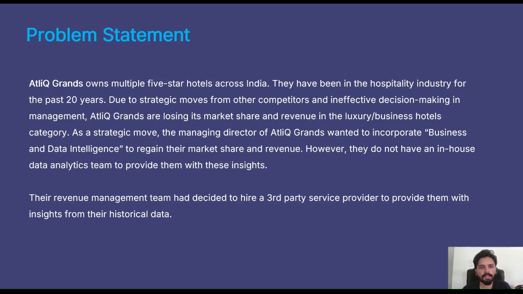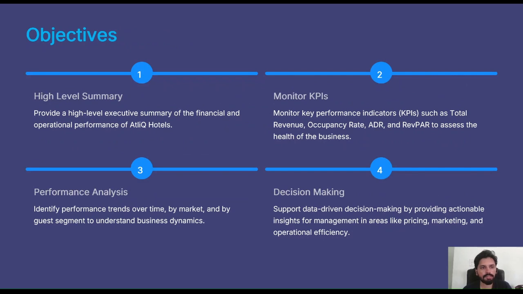Since they do not have an in-house data analytics team to provide them with these insights, the revenue management team has decided to hire a third-party service provider to provide them with necessary details based on the historical data. So now let's understand the objectives.